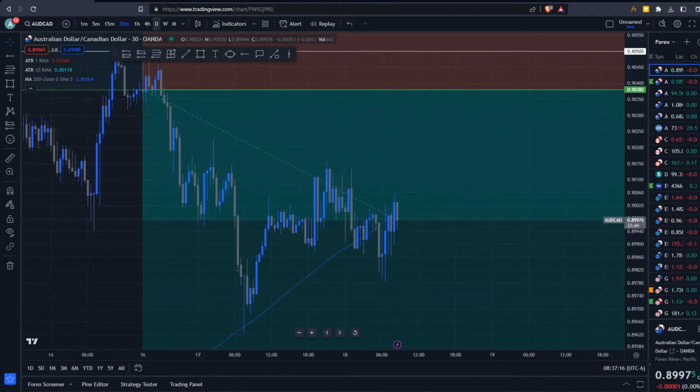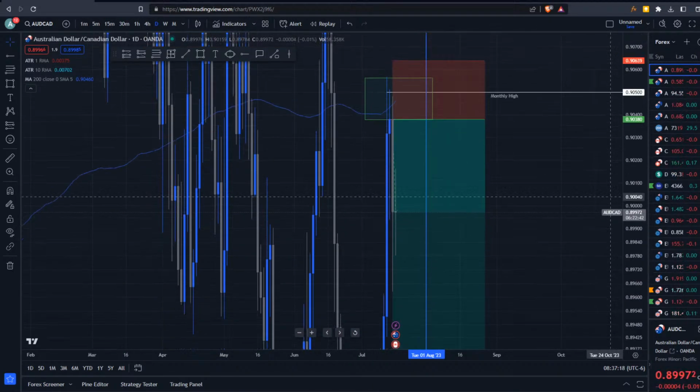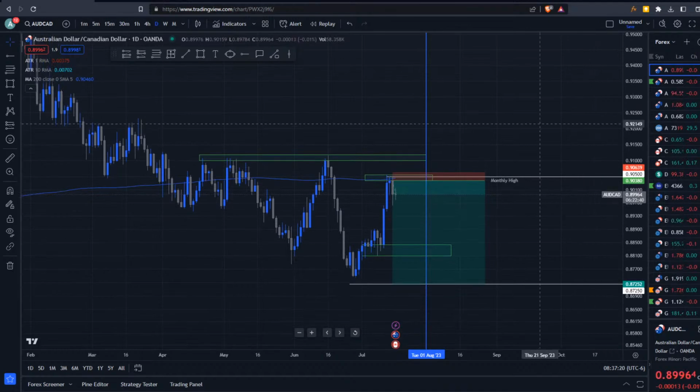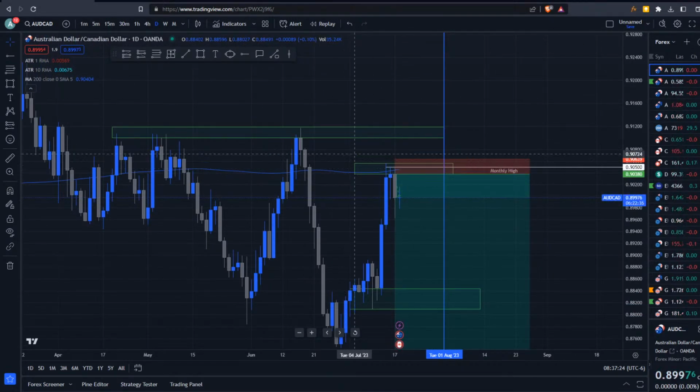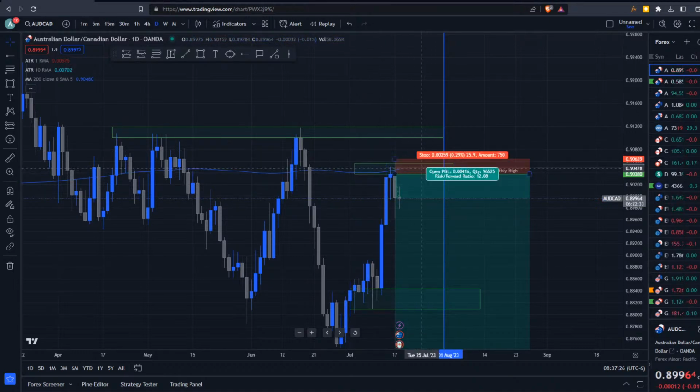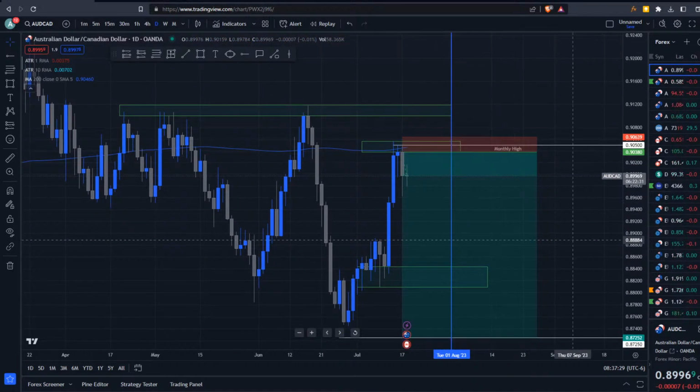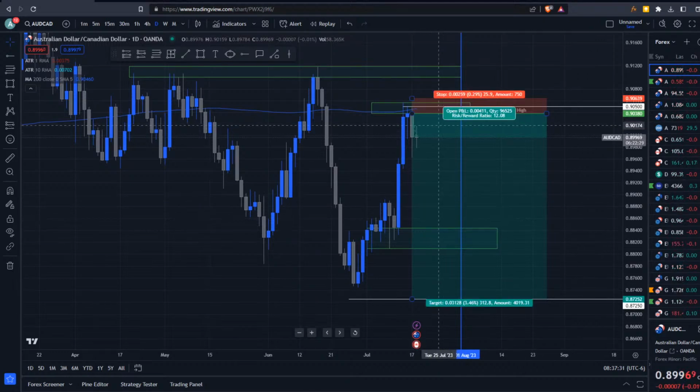Okay, let's break down some markets here. So starting off, Aussie CAD, bearish. There's a supply zone right here. This is definitely a pretty valid trade.